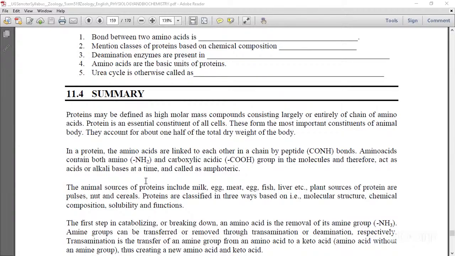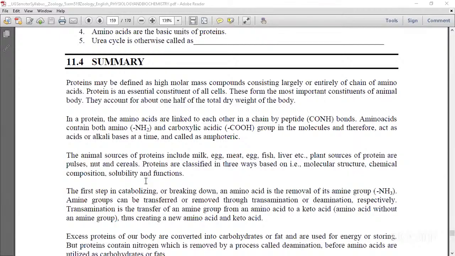And here, when the protein is broken down, when the amine group is removed from the amino acids, that reaction is called transamination or deamination. Here transamination means transfer of amino group from amino acid to the keto acid. So the amino acid without the amino group is called transamination.